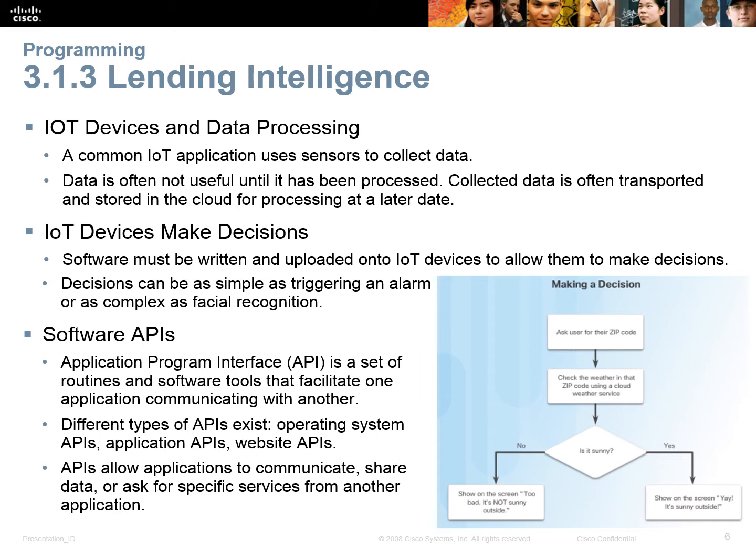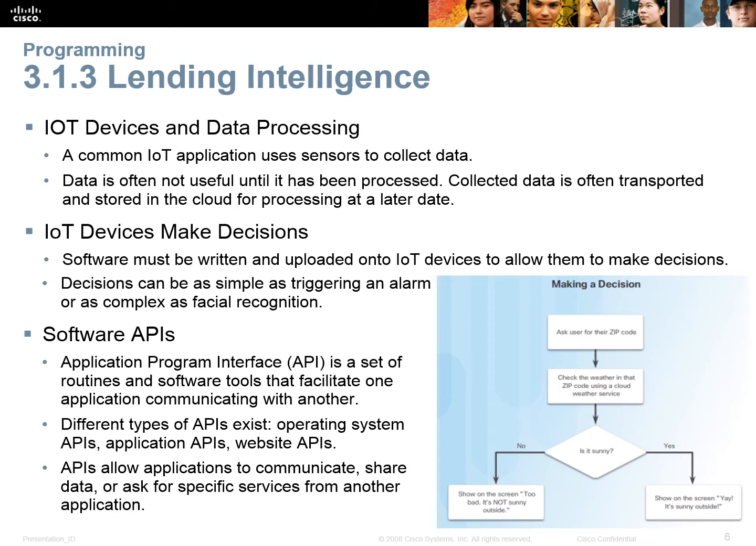The ability to make decisions can be added to some IoT devices via software. Programs must be written and uploaded to the IoT device for execution before the device can make any decisions. In many instances, programs need to communicate with other programs or websites or devices.